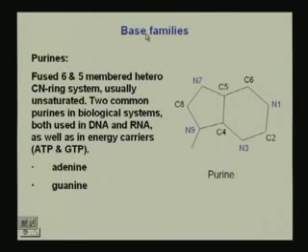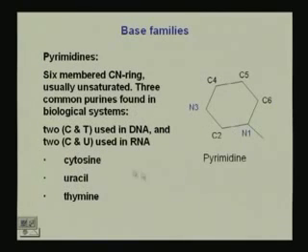So, what are these base families? We have the nitrogenous bases, purines. What are these purines? They are fused 6 and 5 membered rings, a hetero carbon nitrogen ring system, and the two commonly used ones in DNA and RNA are adenine and guanine. These are the purines. The pyrimidines are 6 membered carbon nitrogen rings that are usually unsaturated, and there are 3 common pyrimidines that are found in biological systems.